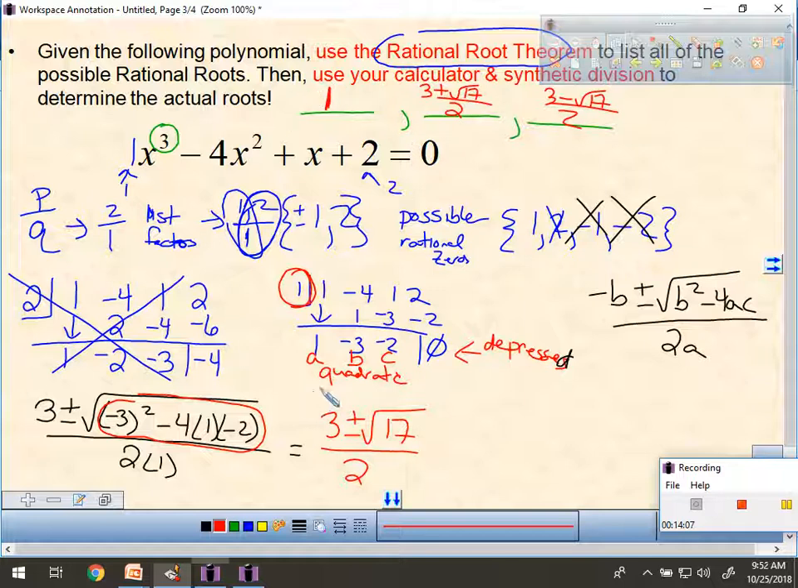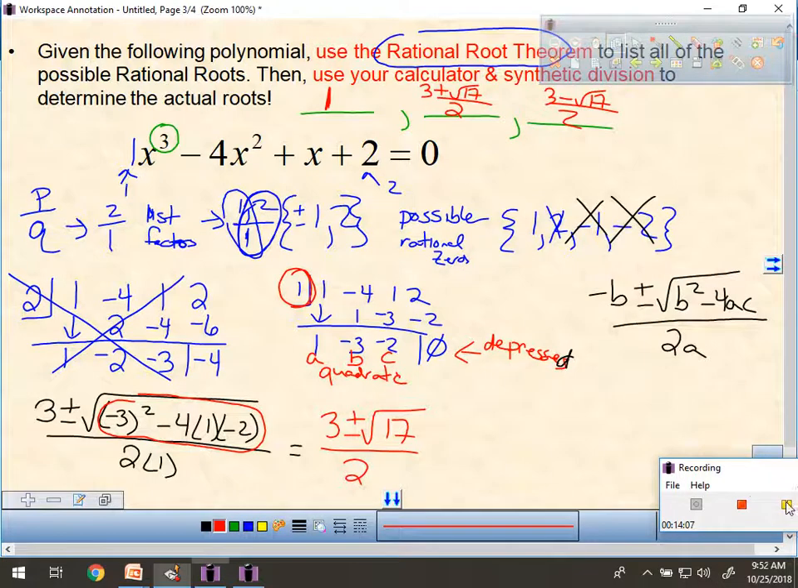So for this one, it was more involved. You had to do the rational root theorem, you had to do synthetic division, and then you had to do the quadratic formula. But then you got your three answers, and that's how you would do it. I'm really going to try not to use the graphing calculator, but sometimes I might have to. So that's my answer for that one.